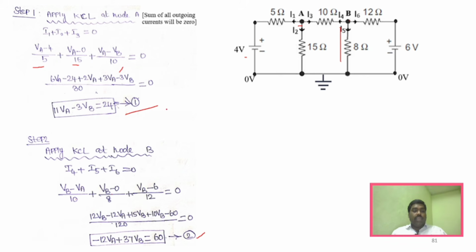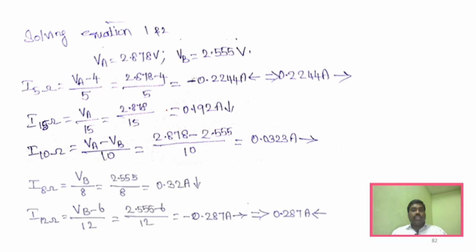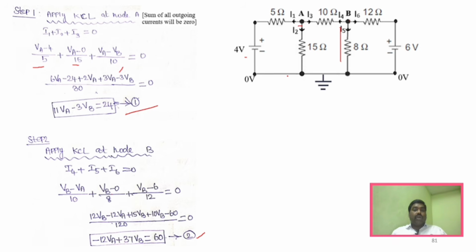So now you have equation 1 and equation 2. You can solve equation 1 and equation 2 using your calculator. I have already explained how to solve using a calculator. So after that, you will obtain the VA value as 2.878 and VB as 2.555, right? Now you need to find the currents across all the resistors.